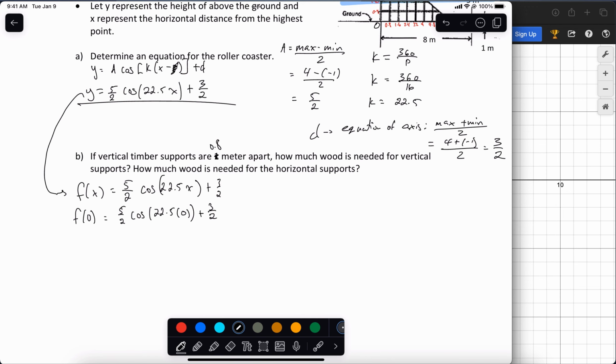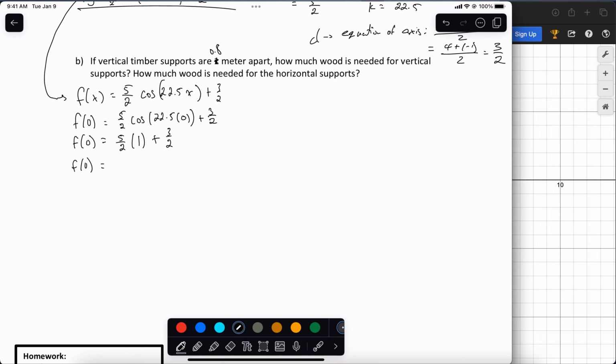Okay, and I would find out that the cosine of 0, because 0 times 22.5 is going to be 0, the cosine of 0 is going to be 1. So the evaluation work here is going to be 5 over 2 times 1 plus 3 over 2. The result there is I get 8 over 2, which checks out with what I'm expecting to see, because when I evaluate this function at 0, I expect to see 4.